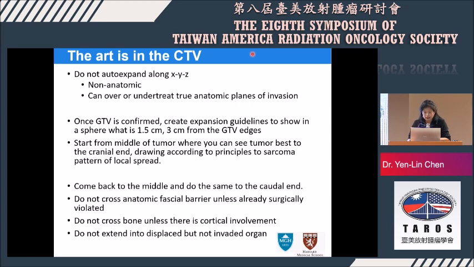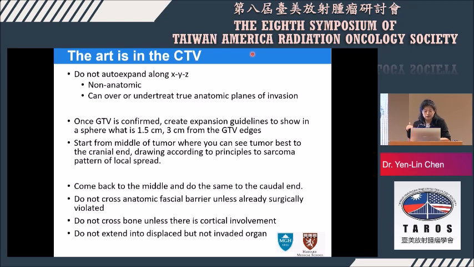It's non-anatomic, but we certainly see it a lot, doing QA for the NRG RTOG sarcoma trial. You can tell if something is an auto-expansion. You can over-treat or under-treat true anatomic planes of invasion doing auto-expansion. So what I recommend is that once you define a GTV, you create expansion guidelines to show you in spheres what is 1.5 cm, 2 cm, 3 cm from the GTV edges.